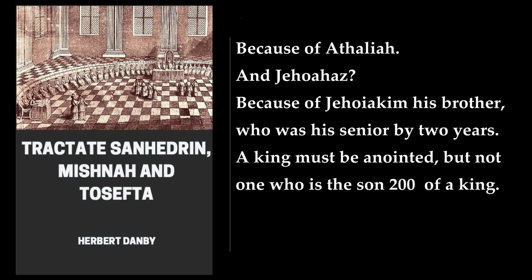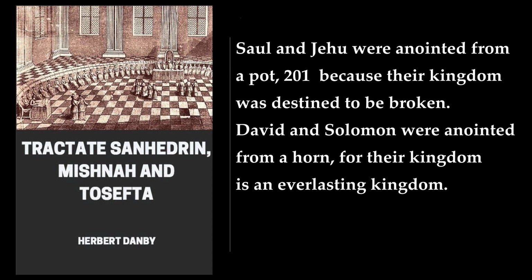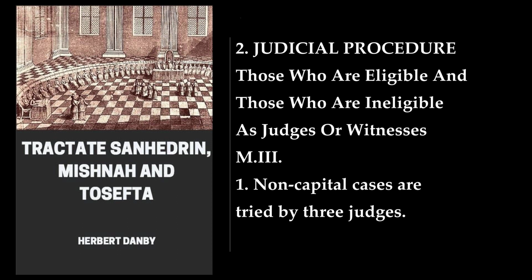A king must be anointed, but not one who is the son 200. Of a king. Yet a high priest, even though he be descended from a line of high priests as far back as 10 generations, must be anointed. Kings are only anointed from a horn. Saul and Jehu were anointed from a pot, 201. Because their kingdom was destined to be broken. David and Solomon were anointed from a horn, for their kingdom is an everlasting kingdom. 2. Judicial procedure.